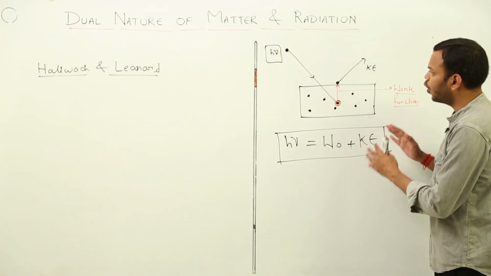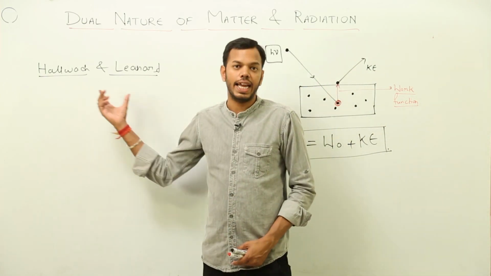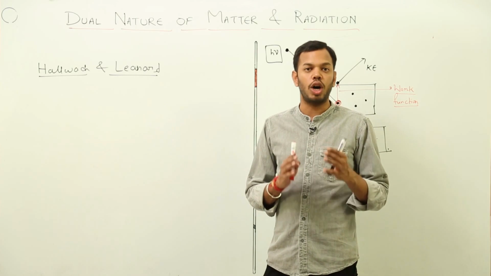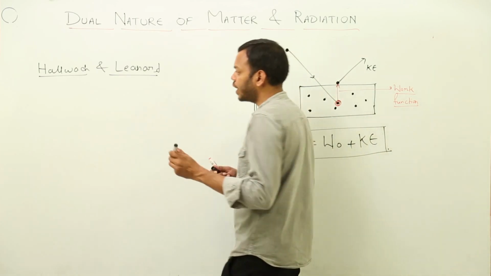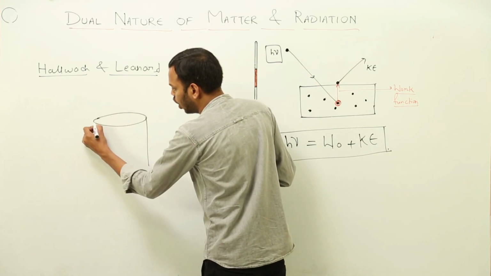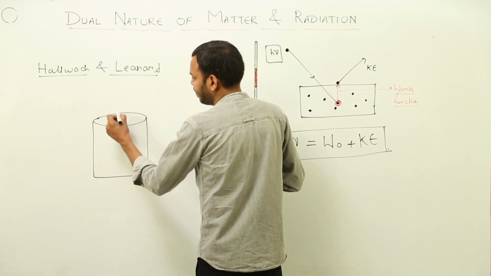Before we go into any further detail of photoelectric emission, let me tell you, Hallwachs and Lenard, these were the two scientists who first observed by some small experiment, I'll show you what, that photoelectric emission exists. What they did, they used a gold leaf electroscope. Now you are all aware of what a gold leaf electroscope does. If you are not, I'll explain.